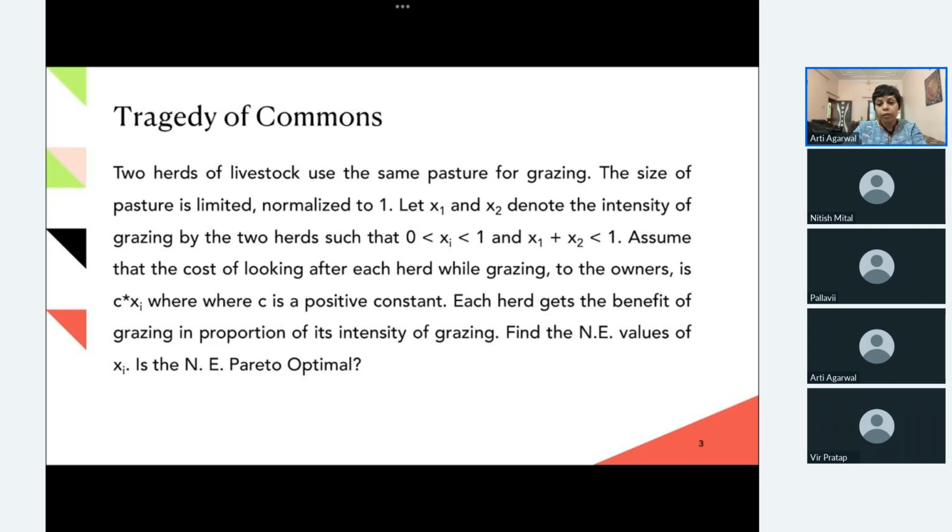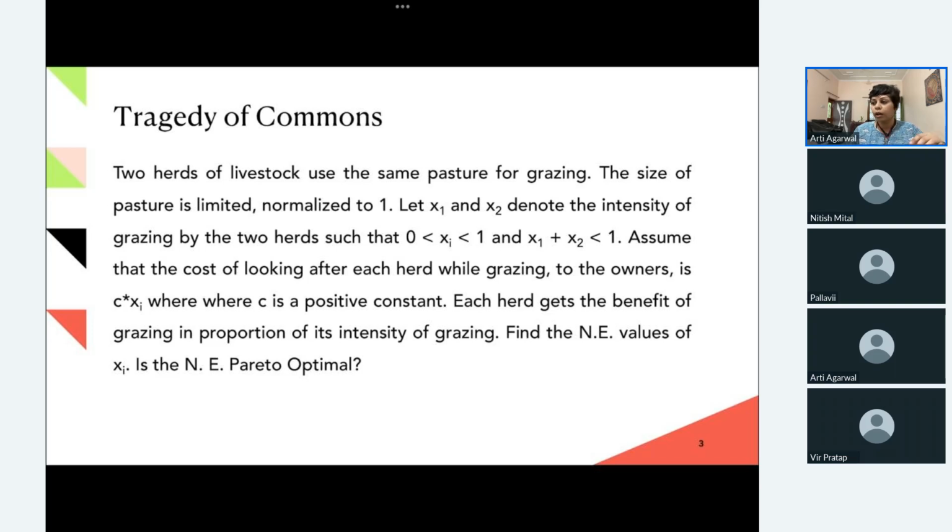In this problem, the one difference as opposed to your lecture problem is that there's also a cost. For example, the two herds may have somebody who's looking after the herd, tending to the herd, or taking care of the herd while they're grazing, so they don't get into trouble, they don't get lost, whatever. Right now, there is a certain cost attached to that. So that cost is in proportion to, we can say, the intensity of grazing, right?